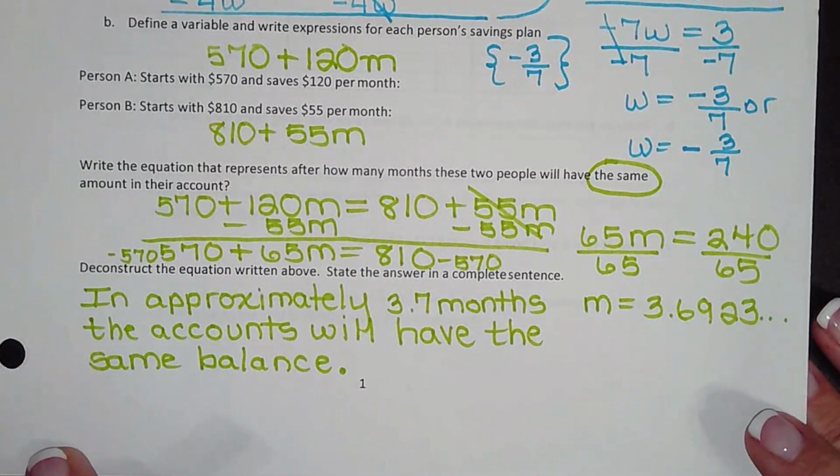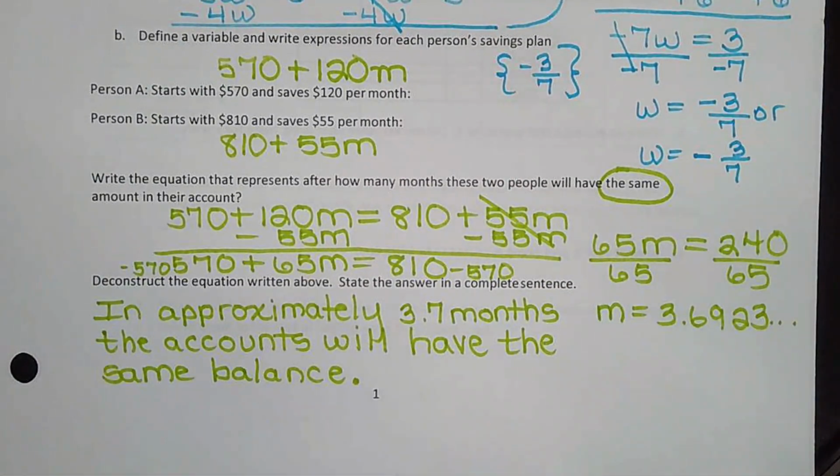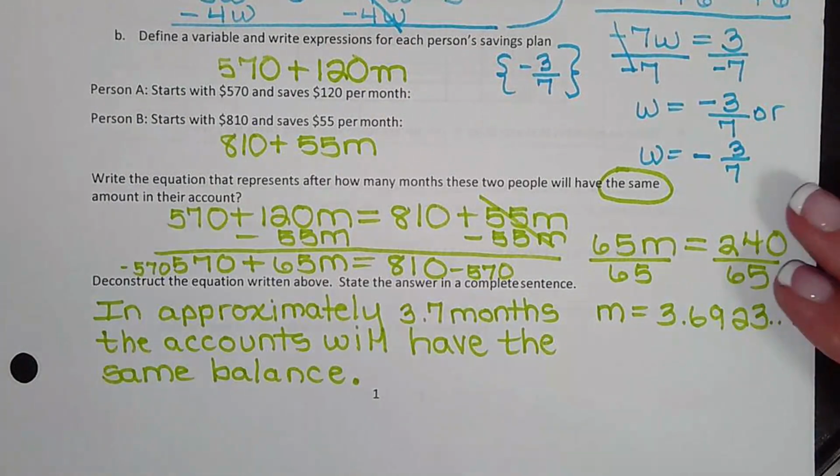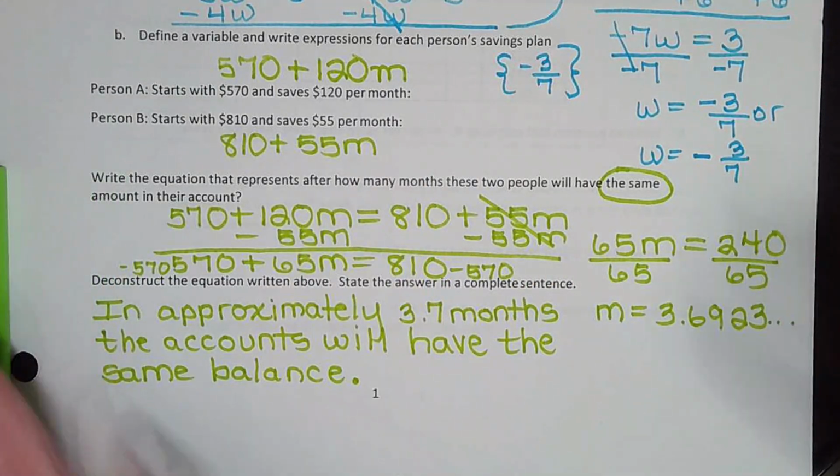So you're going to get one on the next page that you get to practice by yourself. That's a great one. I love it when they say, when will the two car rentals cost the same? When will the two bank accounts be the same? You just write your expression, and same means set them equal.